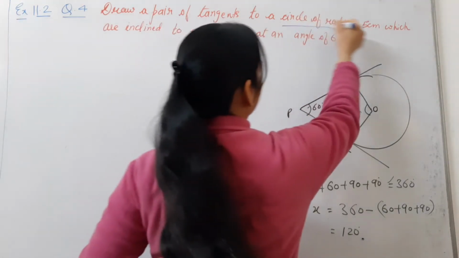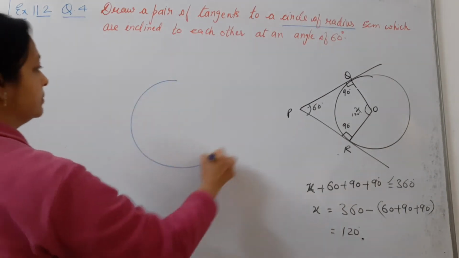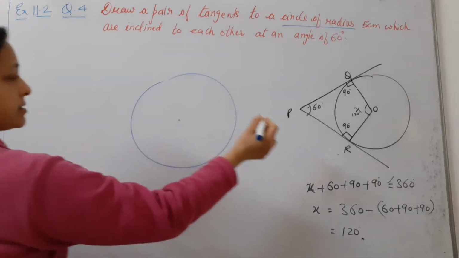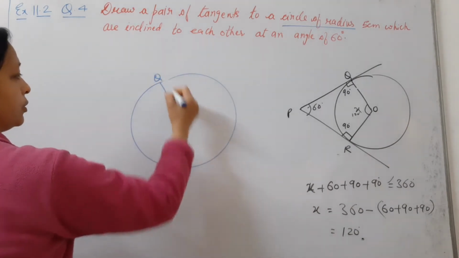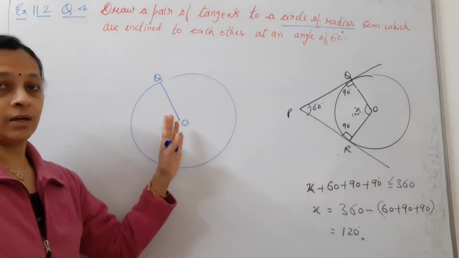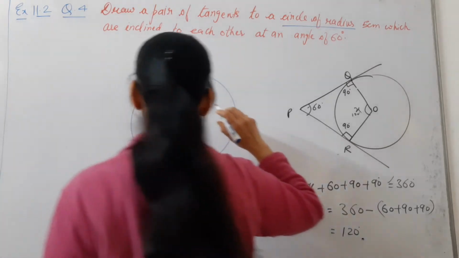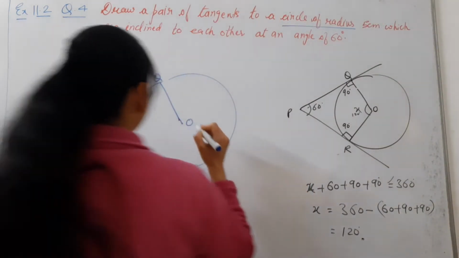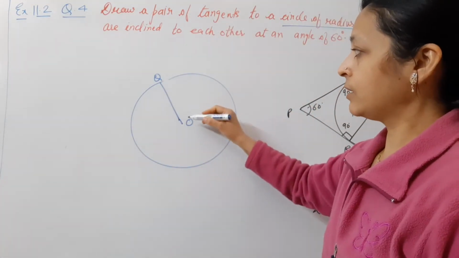First we will draw a circle of radius 5 cm. After that, take any radius, let it be OQ. You can draw the line segment QO. It is already 5 cm because we have drawn the circle with a radius of 5 cm. Now from this, you can construct an angle of 120 degrees.